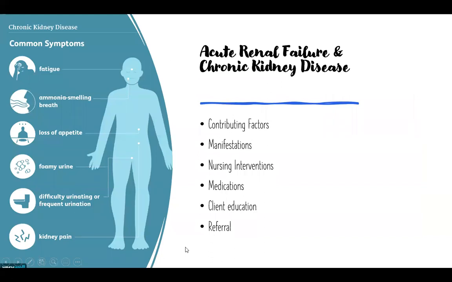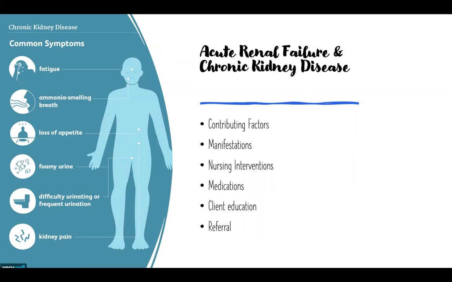All right, so let's talk about acute renal failure and chronic kidney disease. So when we think of acute renal failure, it is an abrupt decrease in renal function. And so this happens very quickly. It could be due to the result of trauma, an allergic reaction, a drug overdose, kidney stones, or even shock.